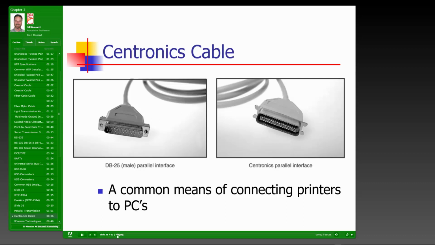So here we see a couple of pictures representing the DB9. The picture on the left there, that's the male cable that would plug into the female port on the PC. And then on the right hand side you see the Centronics parallel interface that was also considered to be a male connector that would connect to the female connector on the printer or on the scanner.